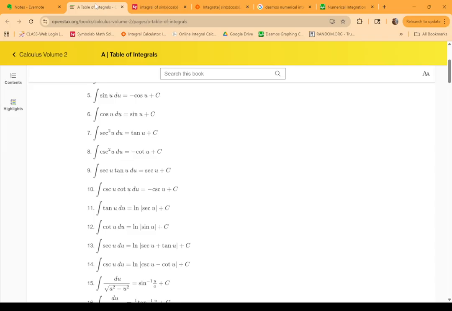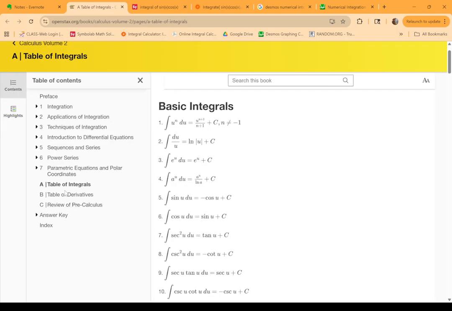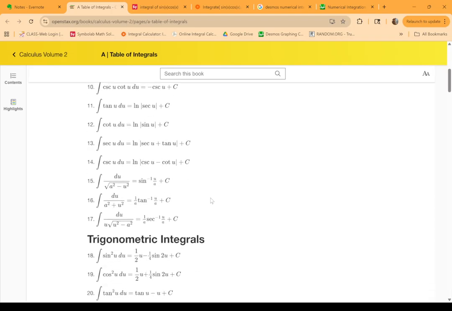Here I'll switch over, and this is from our own textbook, the web-based version. If you go to the table of contents, it's one of the appendices: Appendix A, the table of integrals, also a table of derivatives, and a review of pre-calculus. Really, these three appendices are what you see in that big sheet that I carry around during class. There you'll see a list of basic integrals that we've done before, probably in Math 1.